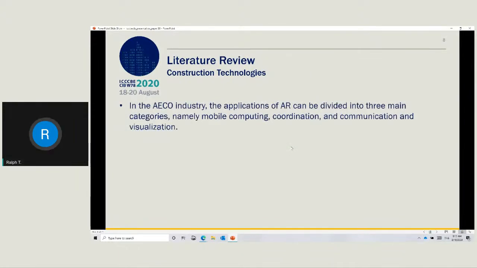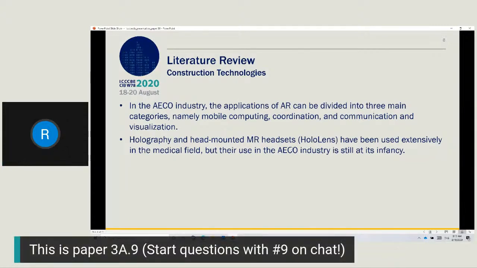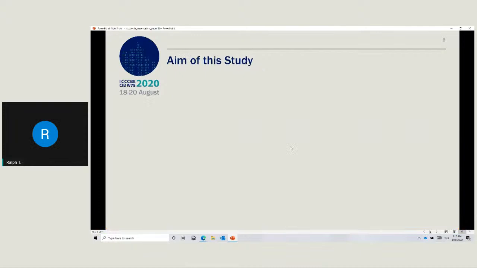Some of the construction technologies that I discussed in the paper include AR. There have been many studies on AR, mainly the applications focused on mobile computing, coordination, communication, and visualization. Holography, on the other hand, and head-mounted mixed reality headsets such as HoloLens have been extensively used in the medical field, but their use in the AEC industry is still at its infancy, since these technologies are relatively new.